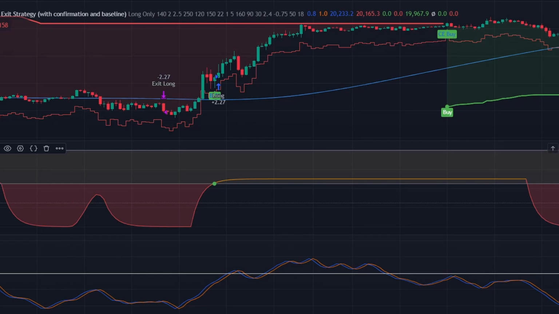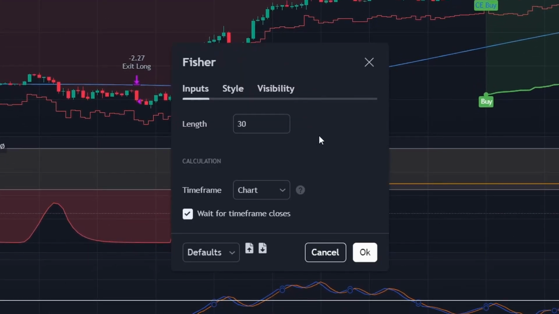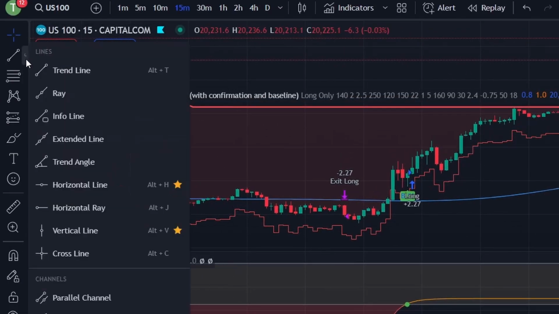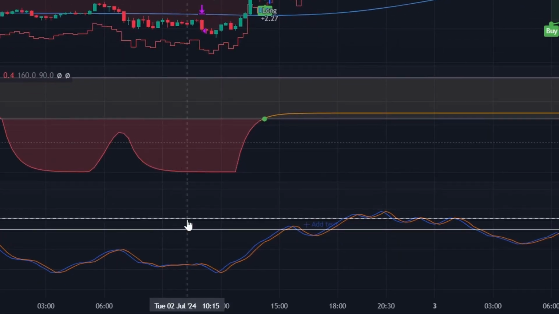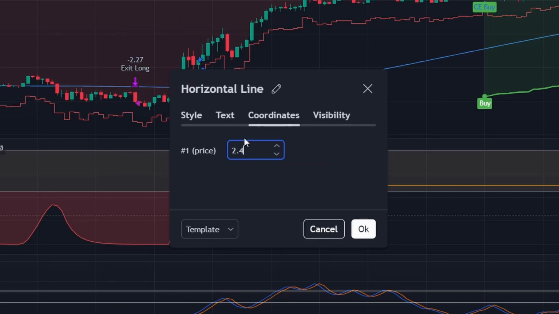Next, open up the Schaff trend cycle. Change its MACD fast length to 120, the MACD slow to 150, the cycle length to 22, the first percentage D to 1, the second percentage D to 5, the source to close, the upper band should be 160 and the lower band 90. And finally, the Fisher transform. Set its length to 30, and then hover your cursor to the left side, click here, and choose the horizontal line, and click on the Fisher indicator. Double click on that line, and change its value to 2.4.